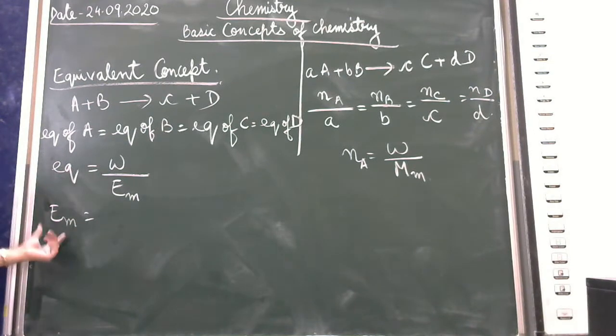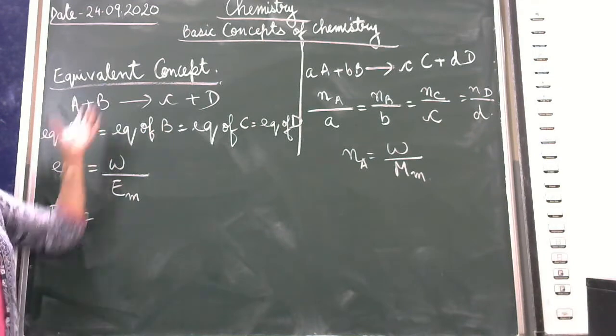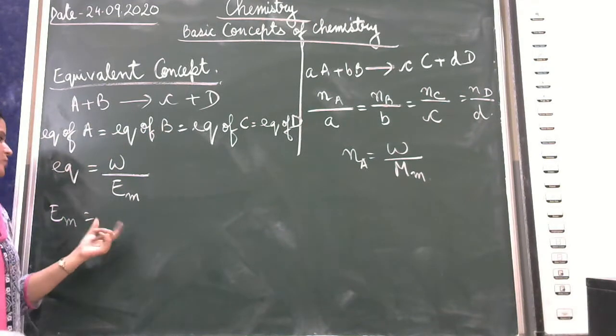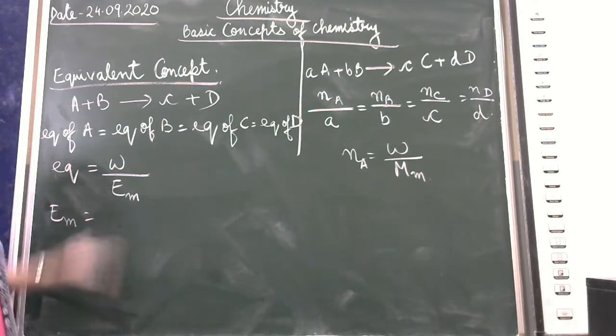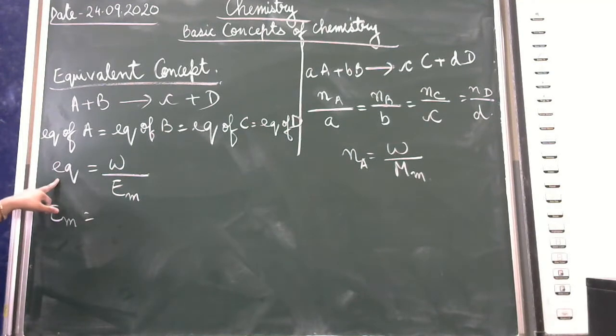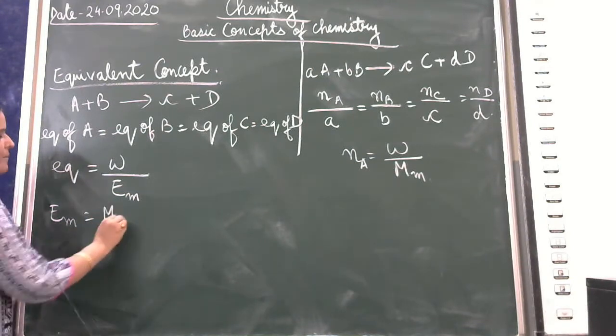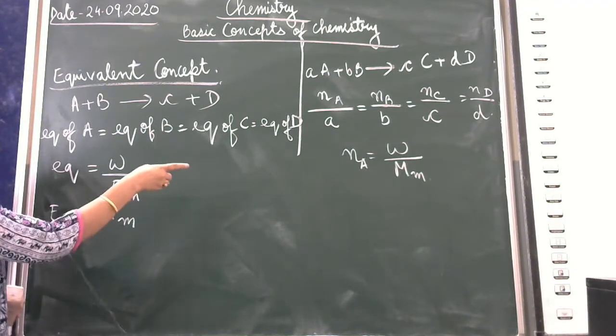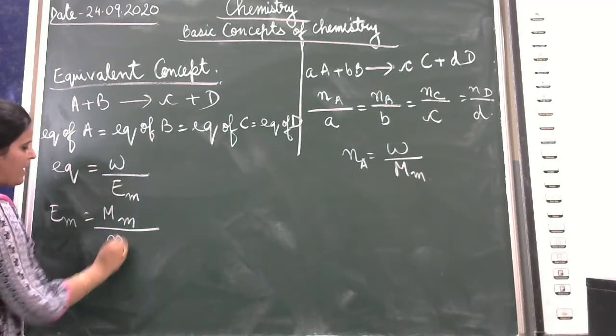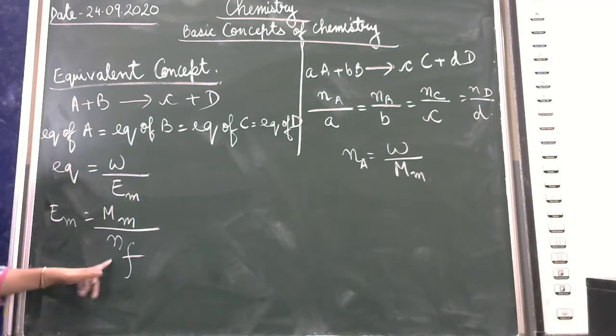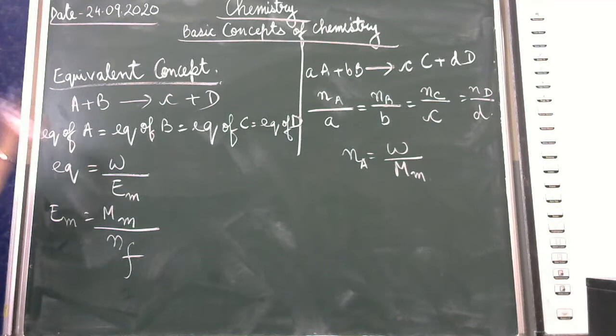We will discuss this in detail, because for every substance you need to calculate the equivalent mass. Only then will you find out the equivalents, isn't it? So what will I do? First of all, see, equivalent mass means molar mass divided by an n factor. This n factor is not the n factor which we calculated in the previous numerical.